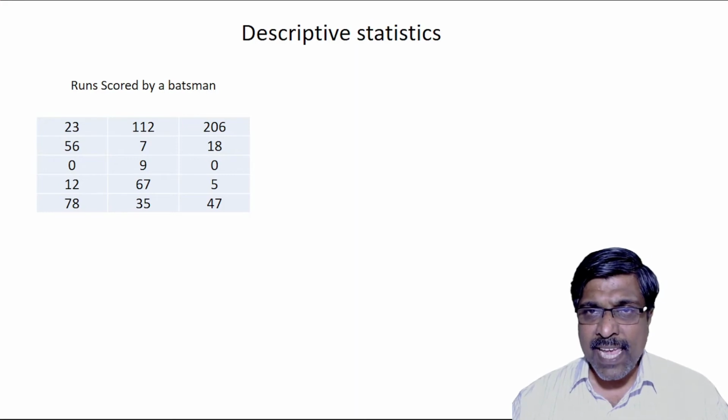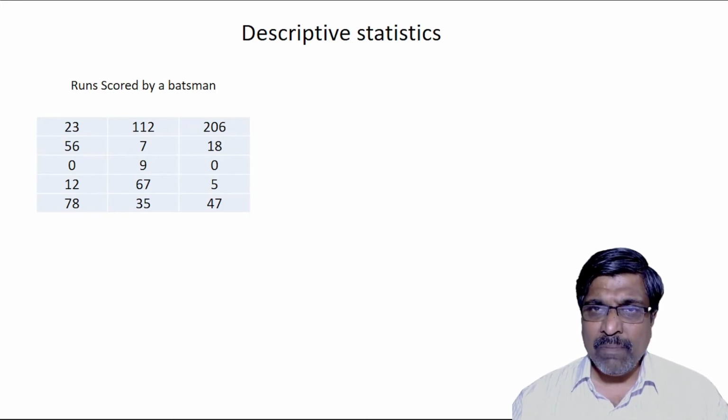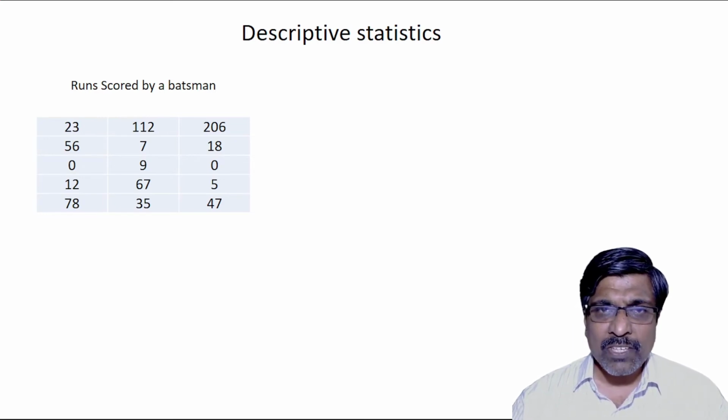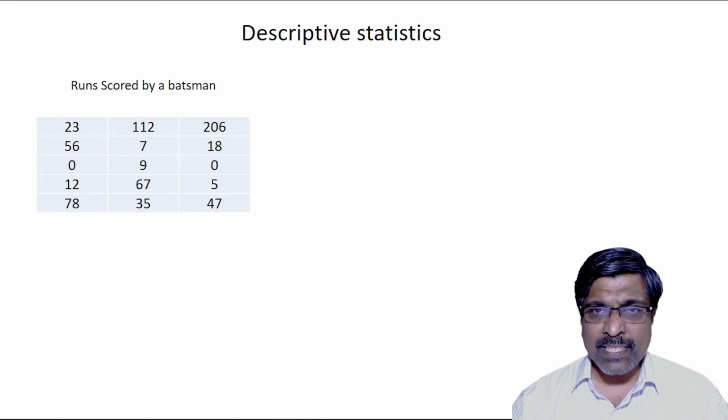Now, by looking at the average score, I can come to know the performance of this particular batsman for the last 15 innings. So this kind of statistics is called descriptive statistics. Descriptive statistics helps me to describe the data. It gives me some meaningful information from the data when we have a huge collection of data. So now we have understood what descriptive statistics is all about.